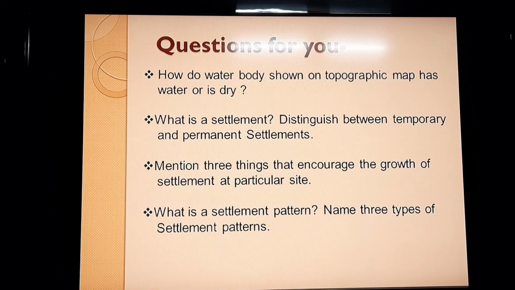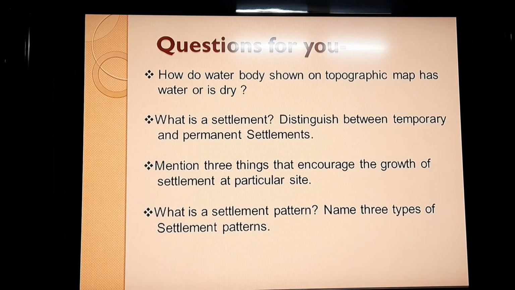Now the questions for you. The first: how are water bodies shown on a topographic map when they have water or are dry? You would have to tell which color shows water bodies that have water, and which color shows those that are dry. Another question: what is a settlement? We already discussed in this class what a settlement is. You will have to write about what a settlement is and distinguish between temporary and permanent settlement. We already discussed the difference between them.